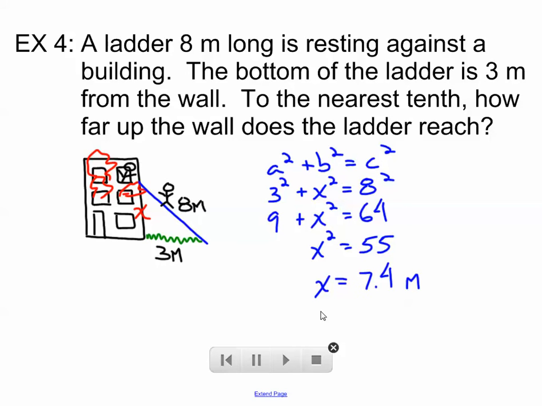And since we're dealing real world here, I could leave it as the square root of 55 meters, but that doesn't make any sense really to most people. So we'll call it 7.4 meters. That's how high up the wall. Even though we have an 8-meter ladder, we can actually only reach 7.4 meters up.